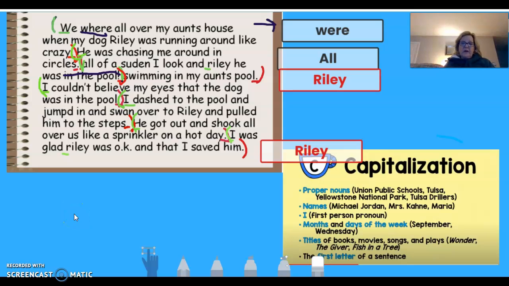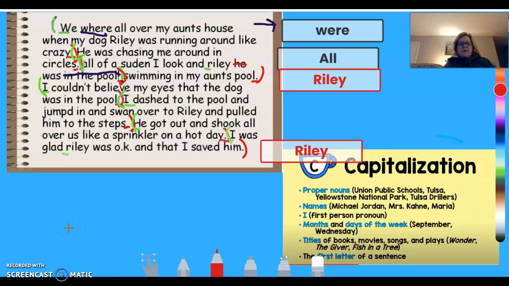So, looks like we have looked at capitalization and complete sentences. Let me read it one more time. We were all over my aunt's house when my dog Riley was running around like crazy. He was chasing me around in circles. All of a sudden I look and Riley, he was in the pool. Well, let me look. I don't think I need Riley and he in the same sentence. So let me get rid of that.